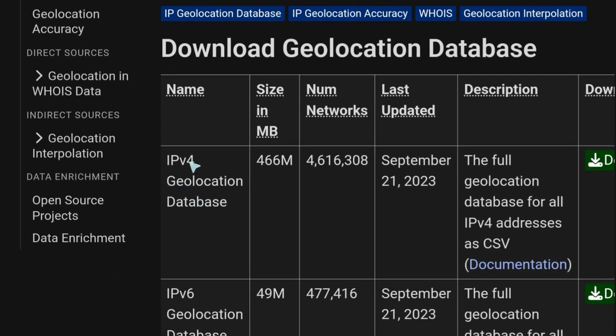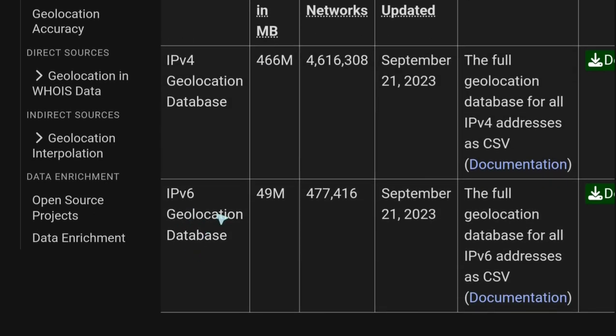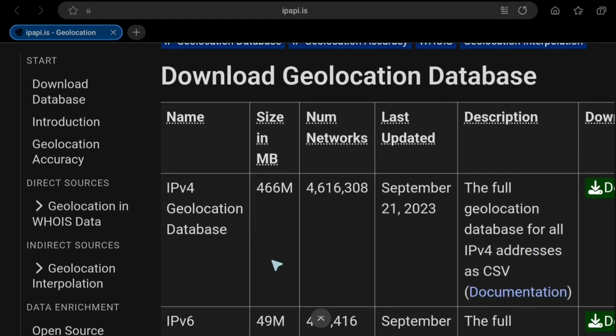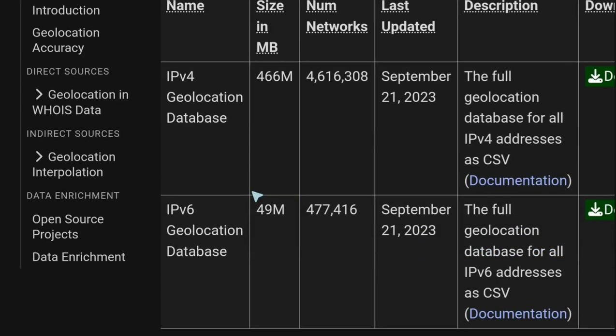So you see they have here the IPv4 geolocation. It's about half a gigabyte, 500 megabytes. They have IPv6 geolocations. IPv6 is larger in general, but we don't have that many networks, so it's smaller. With IPv4, you see it's the location of networks actually right here.